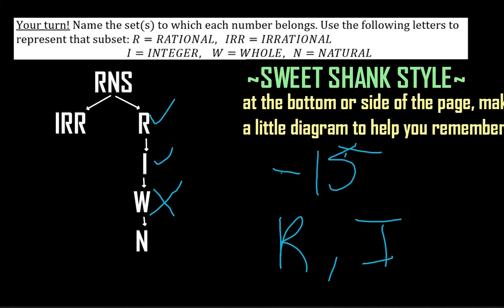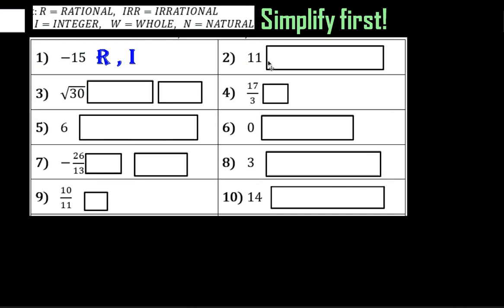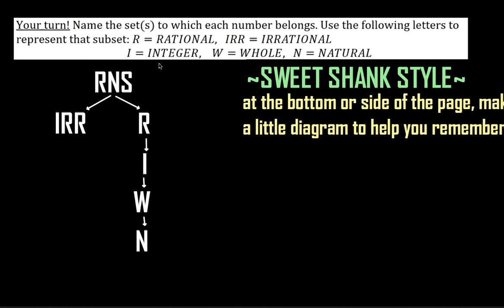So I'll do one more. I'll do the second one. So it says, for number 2, it says 11. So let's get a different color in here. So one more time, we said 11. Okay, so we know, all right, the decimal form is 11.0. That does end, so it is rational.